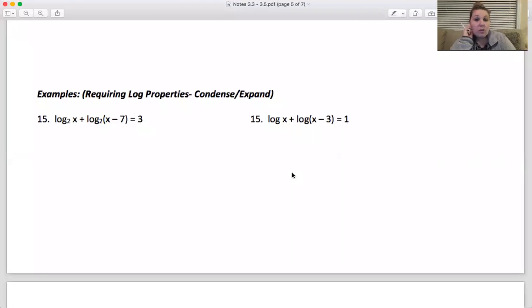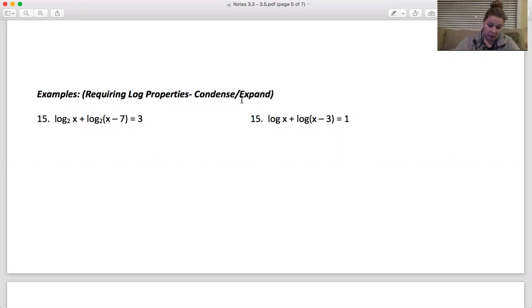So this was where I had talked about before, these log properties were going to be the most important when we got to solving equations. And so that's where this is going to come into play. So let's look at these examples. Remember, the first step was that we had to get it down to just one logarithm. And in this problem here, we have 2. This is where we have to use our condensing properties.